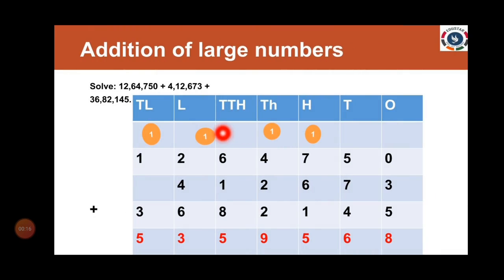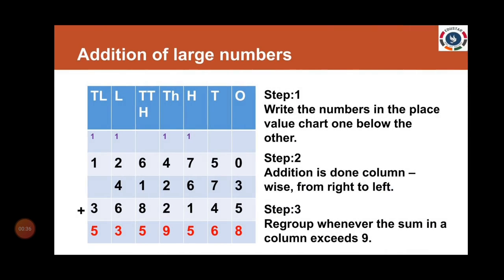Then, addition of large numbers. One example is given, solve: 12,64,750 plus 4,12,673 plus 36,82,145. So while adding, you should arrange the numbers correctly. Okay, so I am going to explain through that example.